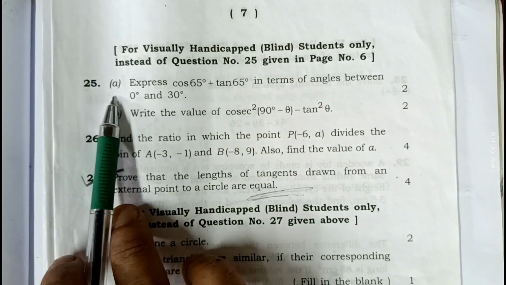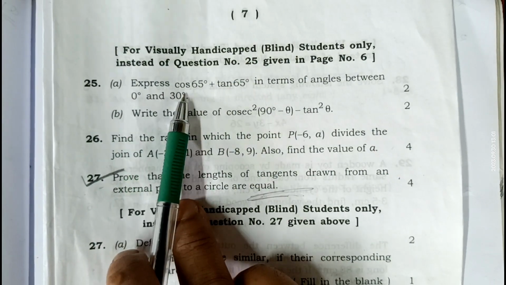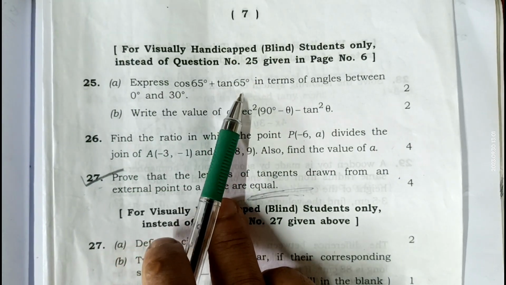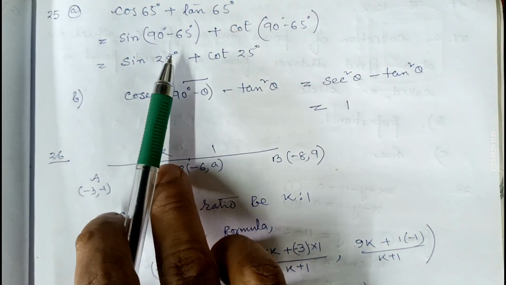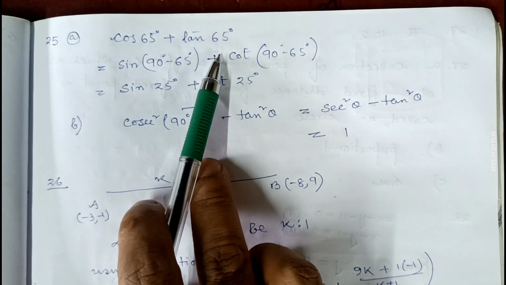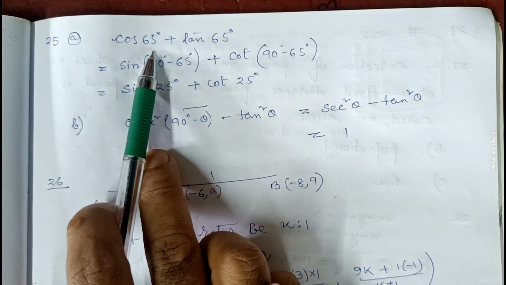Question number 25, first part. This question is for blind students. Question is express cos 65 degree and tan 65 degree in terms of angles between 0 and 30 degree. Here it is given cos 65 plus tan 65. We have to convert this angle to an angle which is less than 30 degree.